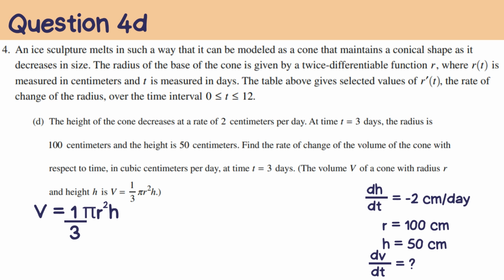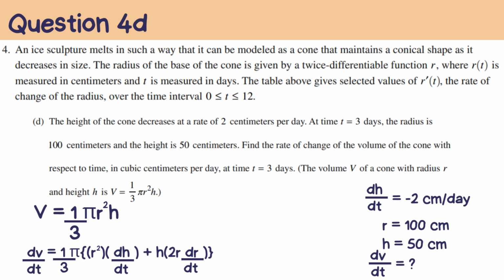That means we must do a product rule, so do not forget that. So the derivative of V is going to be dV/dt, and I just placed the 1/3 pi out and focused solely on the r squared and the h to do the product rule. And then it's going to be first, which is r squared, times derivative of the second, which is dh/dt, plus the second times derivative of the first, which is 2r dr/dt. And now let's place in everything.